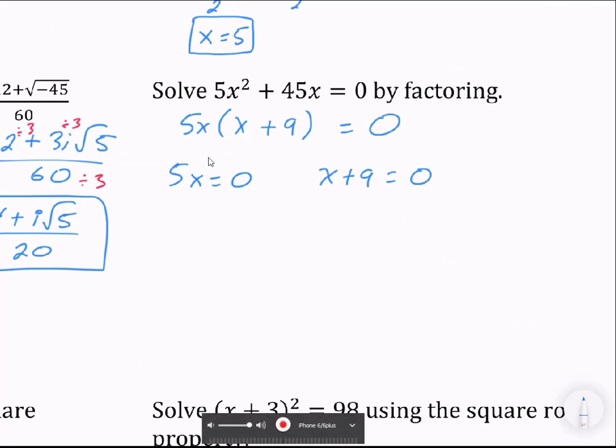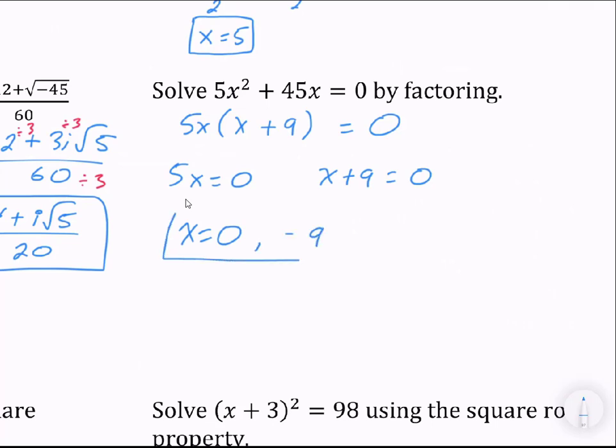So what is going to make this equal to 0? 0. We kind of did that earlier with the 2x in the denominator, we go, oh, that's 0. That's the same thing there, anytime you have just an x sitting alone like that. And then x plus 9, what would that be? Negative 9. So 0 and negative 9.